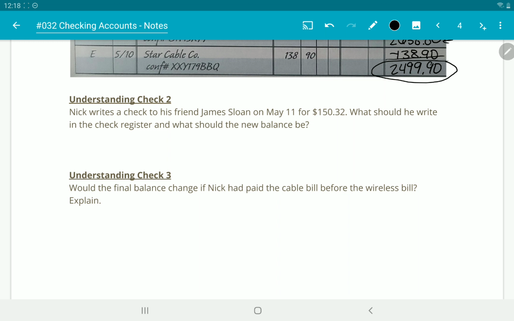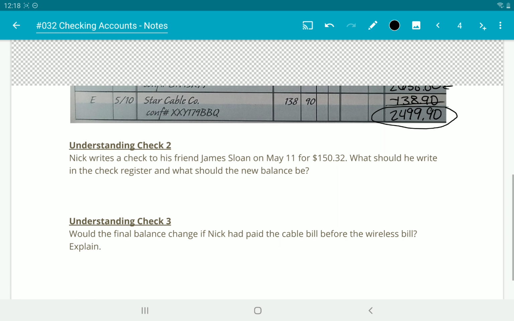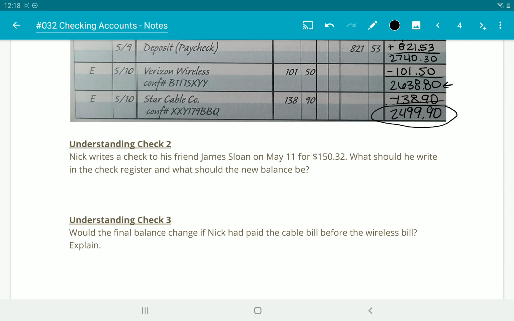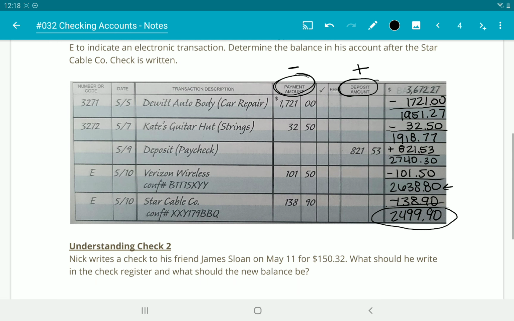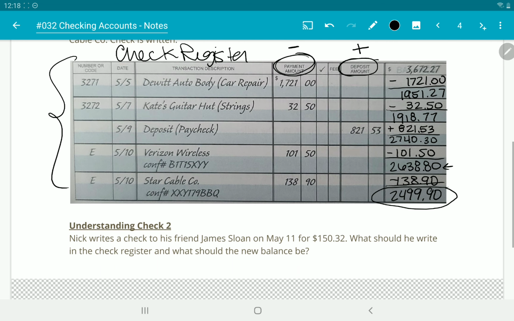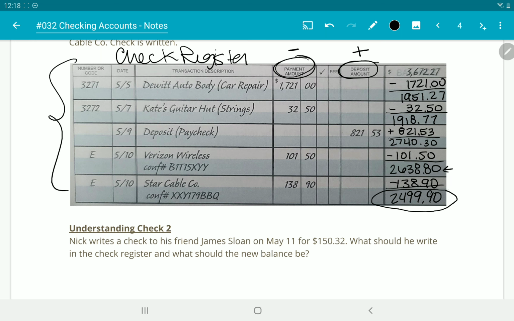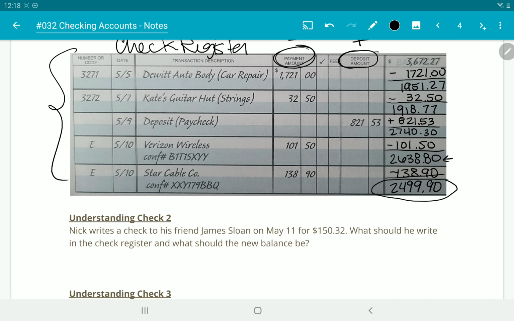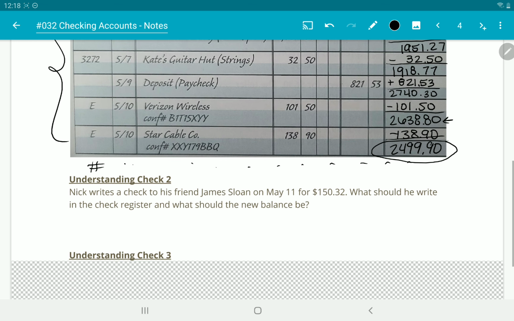So understanding check two, I want you to try this. Nick writes a check to his friend James on May 11th for $150.32. What should he write in the check register? This whole thing is the check register. What would he write and what should the new balance be? So he writes a check, so he would write the check number over here, and just tell me what he would write out on here.